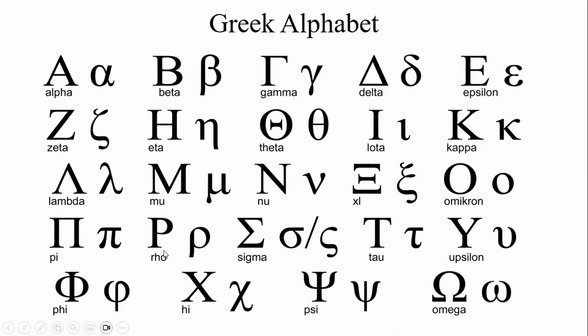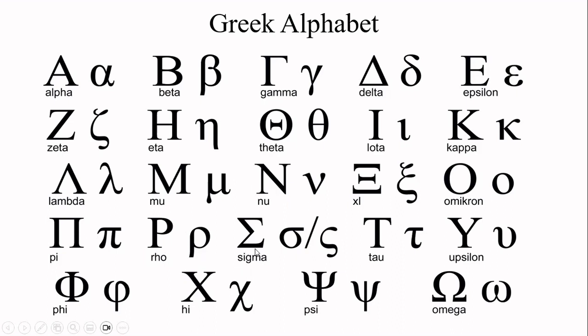This is an rho. Notice P has a P sound. Rho has an R sound. So if you can't roll your R's, you can just pronounce it as an R. But try to roll it. R, rho. And the guttural RH. Rho.